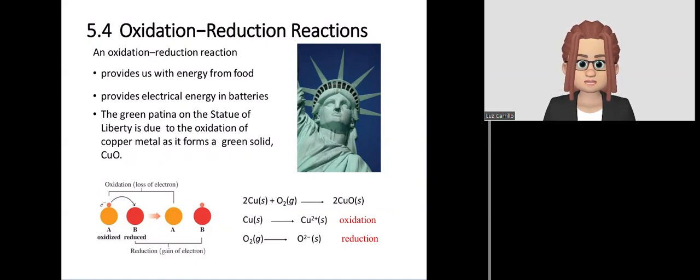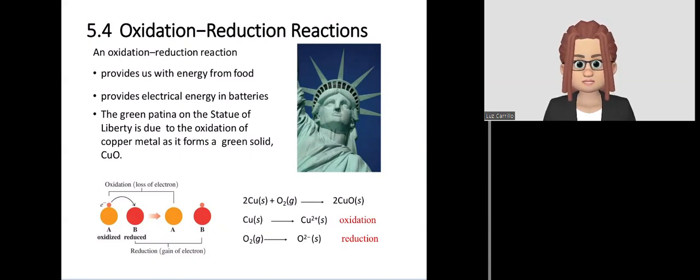Now, an example of an oxidation reduction reaction actually happens in one of the monuments in our country. When we look at the Statue of Liberty, it is actually covered in what is known as green patina. This green patina is because the copper, which is the main material that the Statue of Liberty is made out of, has undergone an oxidation reduction reaction. So let's explore the reaction that happens.